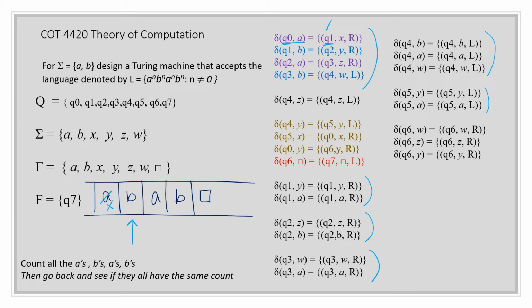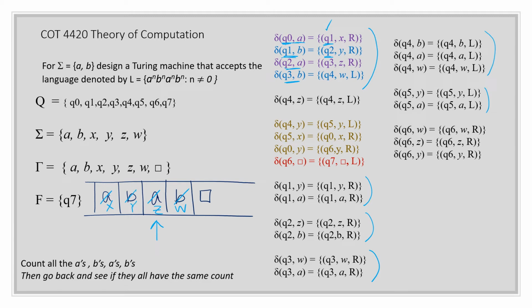Now we have a B. We're going to move to Q2. We're going to change the B to a Y, and we're going to move right. Now we have an A. We're in Q2. We have an A. We're going to change the A to a Z and move right. And now we have a B. We're going to change the B to a W. And of course, we're going to move left.